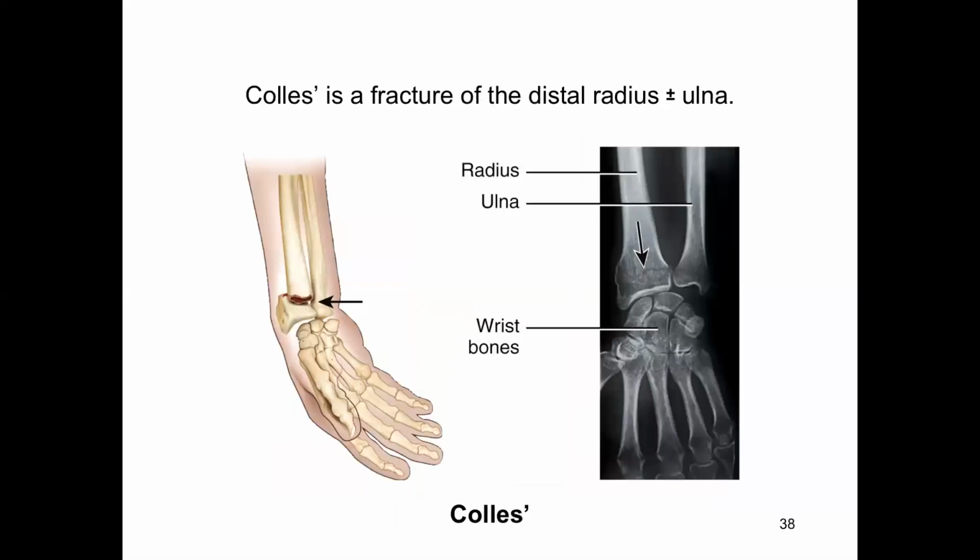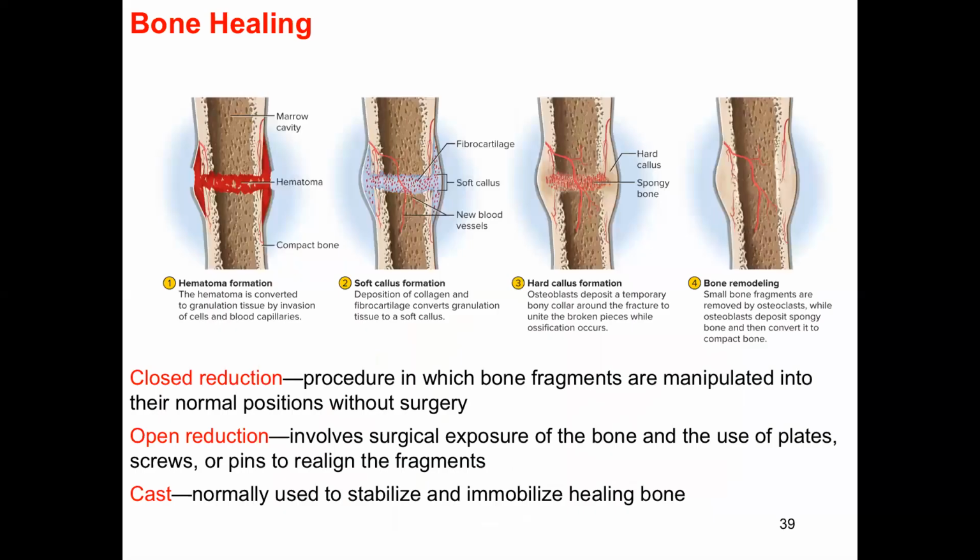And then others, just because they're so common, are given a particular name. So Colles' fracture is always at the distal radius and ulna. In my notes, I have another one listed, Pott's fracture, which is the distal fibula. I have a picture of that. So that's another way that they're named. And then the last thing is bone healing.